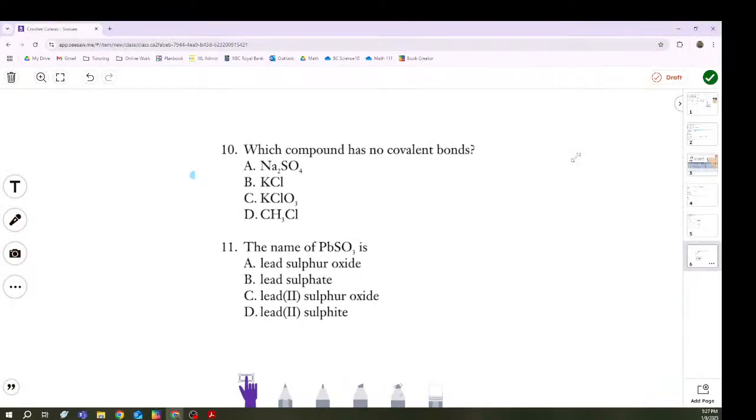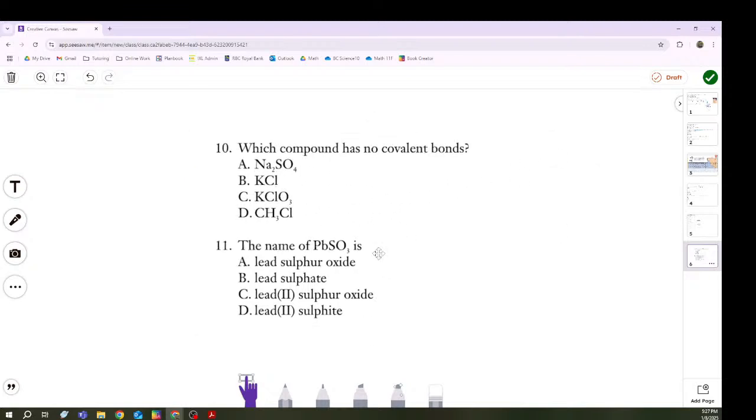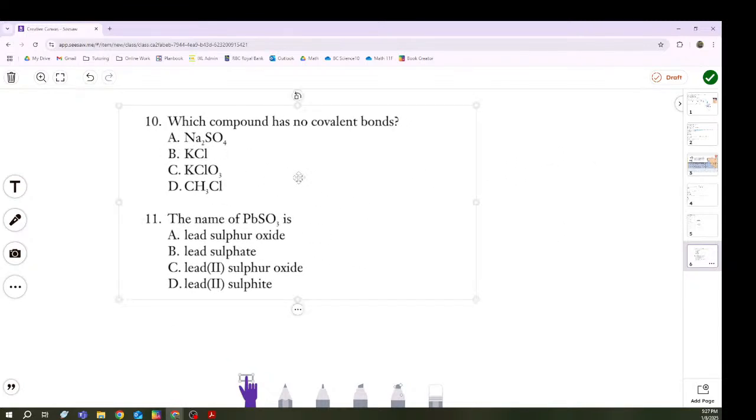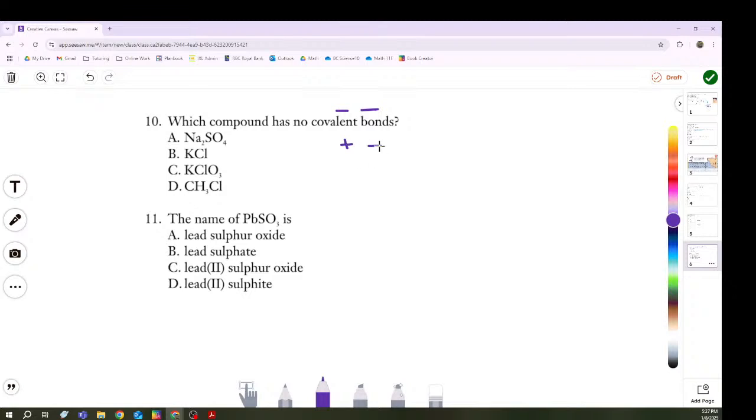Okay. Oh yeah, this one I saw the other day. It didn't really make sense to me, so I might skip this one because it says which compound has no covalent bonds. Well, if you don't have a covalent bond, it's a metal and a nonmetal. So if you have no covalent bonds, that means we're looking for something that has a positive charge and a negative charge. To me, that's how I interpret that.